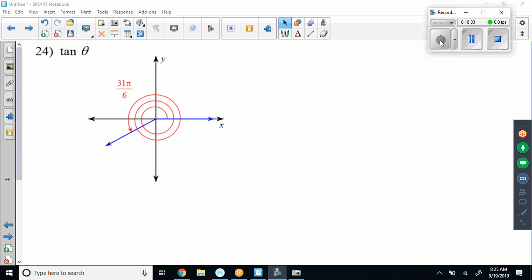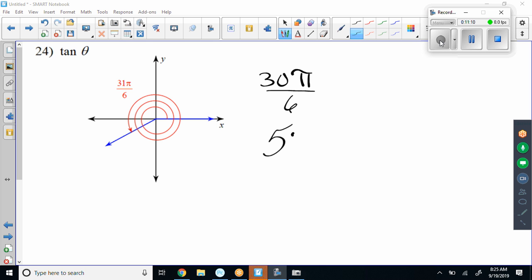Now, look, we're at a 6, right? And we know that that is what degrees? It's part of the 30 degree sequence, right? So you can do a couple things. You can count 1, 2, 4, 5, right? But listen, guys, 30 pi over 6 is how much? 5 pi, right? Correct?